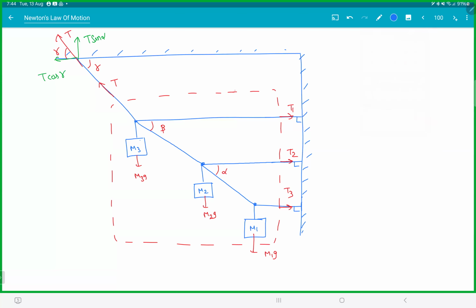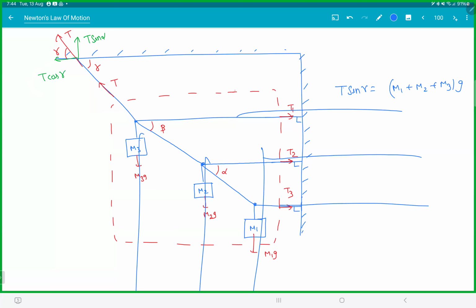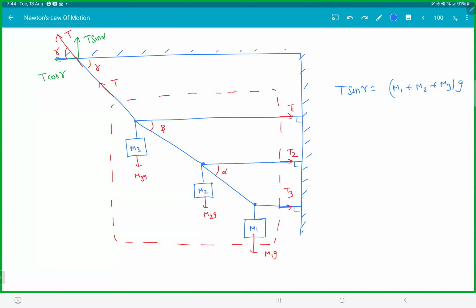Now, in the whole system, the only force which balances the total weight is T sine alpha. That is balancing the overall weight, M1 plus M2 plus M3, times g. The T cos gamma is the horizontal component. Because T1, T2, T3 are horizontal forces, they will never balance weight, isn't it? Anything in the horizontal will not affect anything in the vertical direction. Done. There, you got the answer in one step.